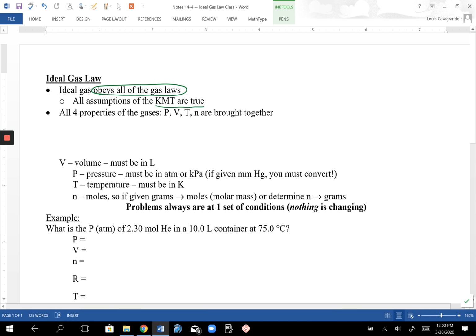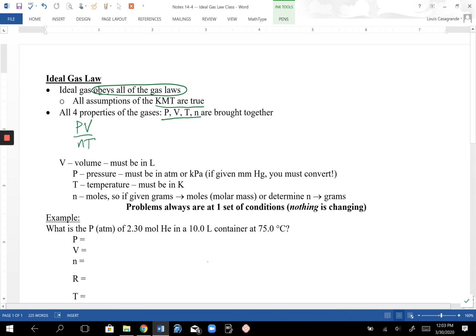So when we think about gases, we think about the four properties of gases all together. P, V, T, and N are all brought together. And if you remember, the relationship between pressure and volume was inverse, so they're next to each other. And we had the temperature in the denominator because the pressure and volume were both directly proportional to temperature. And then in the last lesson, we learned that the volume and the number of moles were also directly proportional, so that goes in the denominator as well.